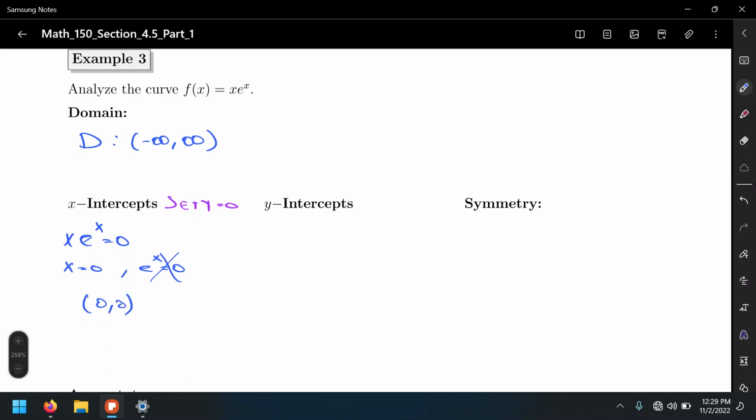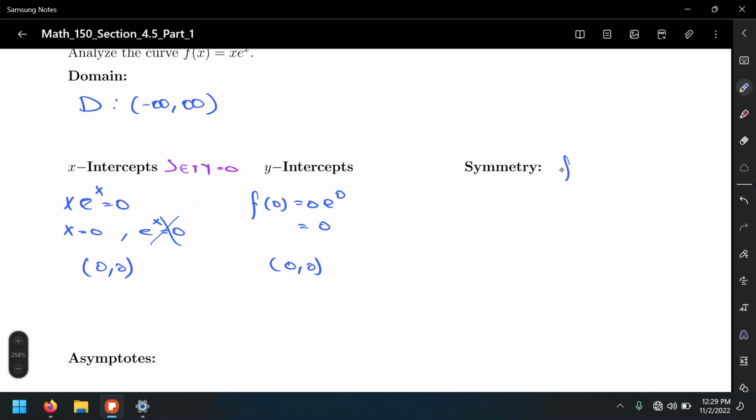What about the y-intercept? For the y-intercept, evaluate f at 0. That's 0 times e to the 0, which is simply 0. And again, 0, 0 in this case. The origin is both the x-intercept and the y-intercept. So symmetry. We need to check f of negative x and determine whether this is itself f of x or negative f of x.